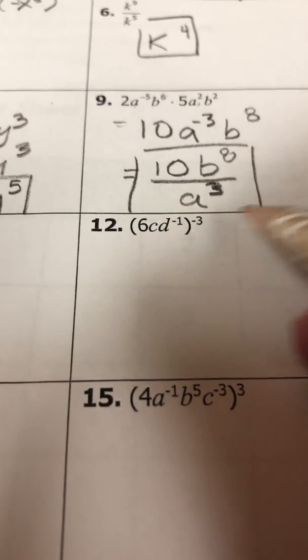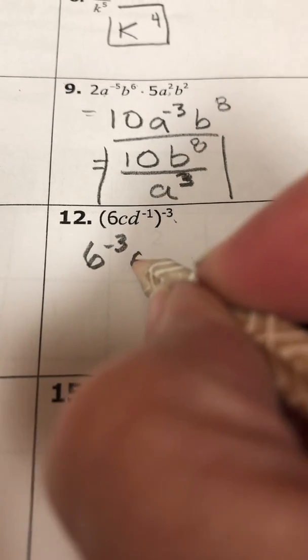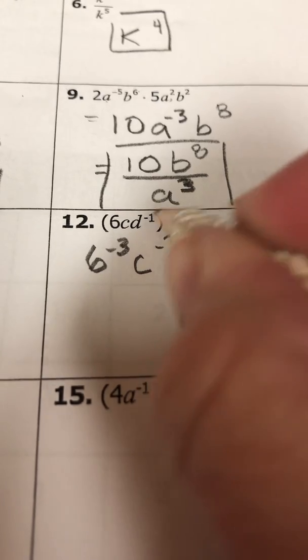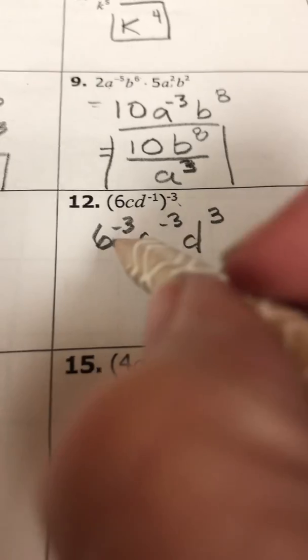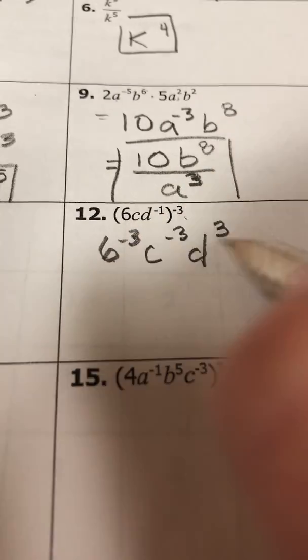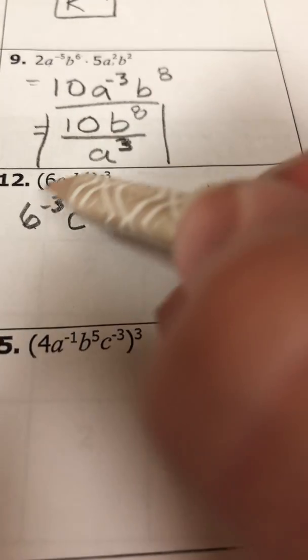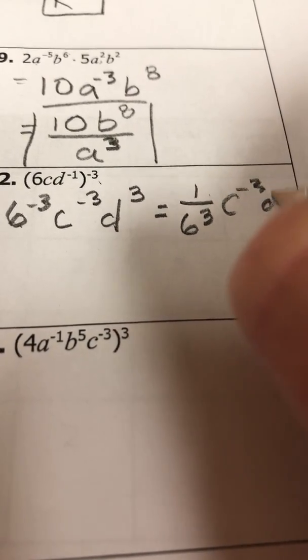12. Oh dear, I have a negative exponent outside. Ugh. So I'm going to think about this as 6 to the negative third. I'm just going to write that. I have c to the negative third. And I have d. Negative 1 times negative 3 is positive 3. Now I got to deal with this. So what 6 to the negative third means is 1 over 6 to the third. Remember, that means the same as this, the negative exponent rule. I'll just keep rewriting this, d to the third.